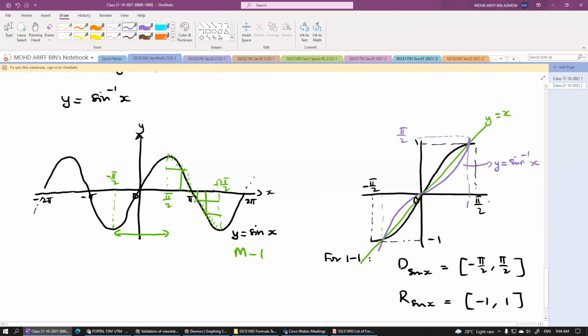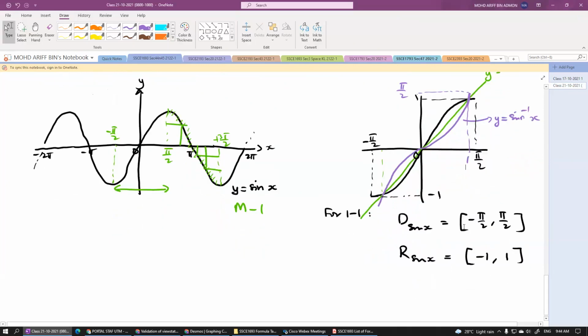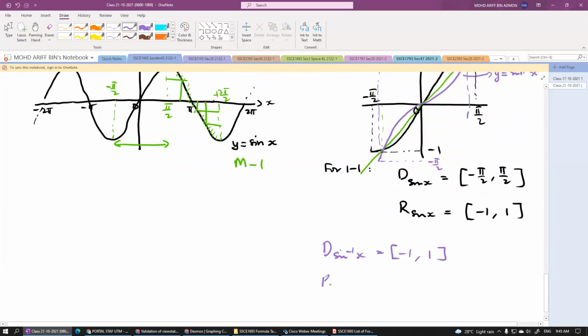As I mentioned just now, the range becomes the domain, and the domain becomes the range in inverse sine. So now for your domain of sine inverse, this one also, this is negative pi over 2, and up here should be 1, minus. So the domain now becomes, including 1 and also -1. Same goes for your range, from minus pi over 2 to pi over 2.